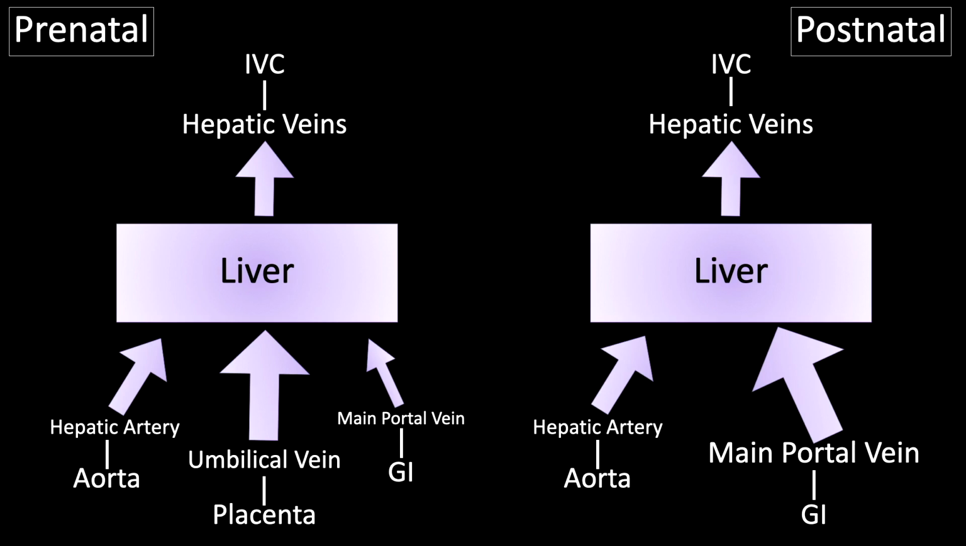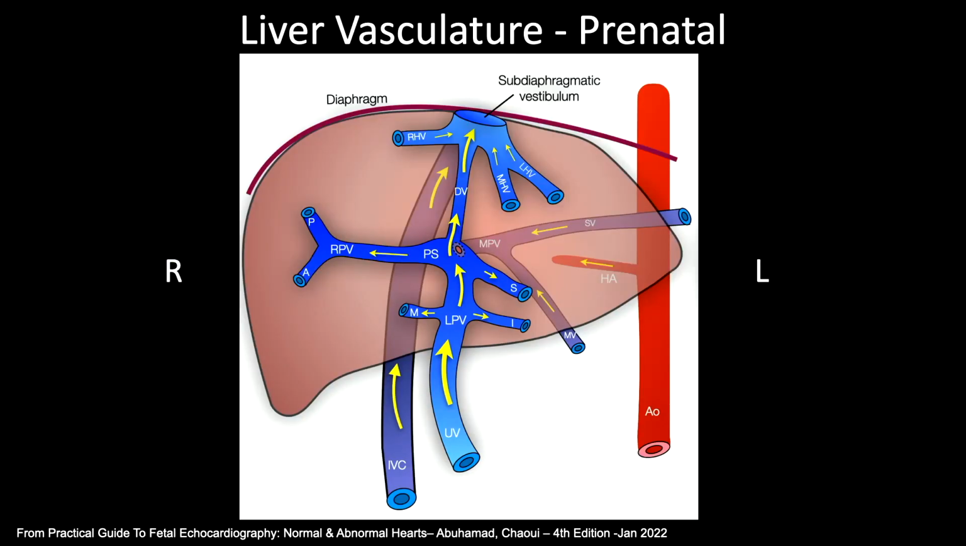So with this information, let me show you a schematic drawing now prenatally. So here's the umbilical. First of all, let me start with the aorta. The aorta gives rise to the hepatic artery, a direct branch of the aorta that brings about 25% of the blood flow to the liver. The umbilical vein, coming from the placenta, brings 75% of the blood flow to the liver and divides, and I'll go through the anatomy of the umbilical vein in a minute.